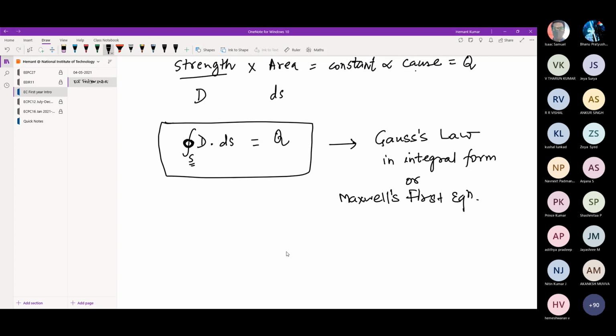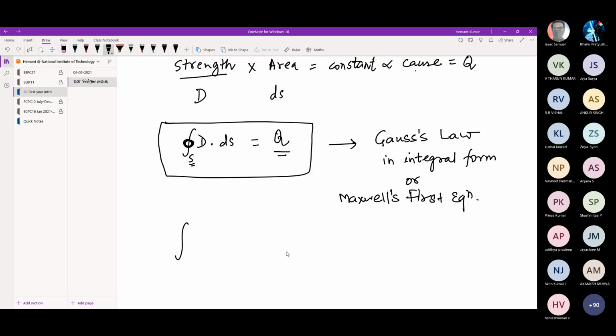Maxwell basically did nothing new. He just compiled the already known basic laws in a mathematical form. So what does Gauss's law say? The closed surface integral of electric flux density is equal to the charge enclosed inside that closed surface. Basically it says whatever charge is inside a closed surface, the total electric flux leaving depends totally on that charge. So D dot ds is equal to Q.